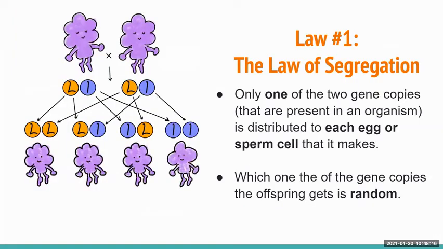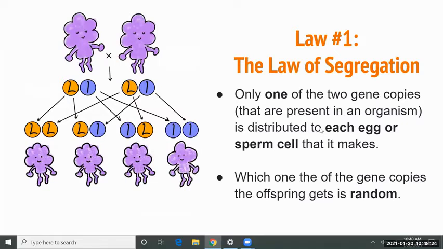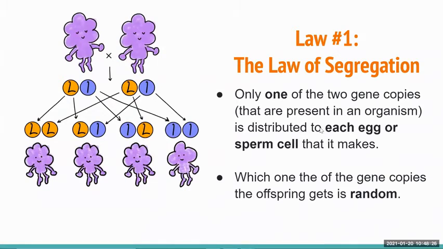The first is the law of segregation. The law of segregation tells us that only one of the 2 gene copies that are present in any organism is distributed to each egg or sperm cell that they make. And which one of those gets passed on to their offspring is completely random. For example, this was a visual I gave you last week.